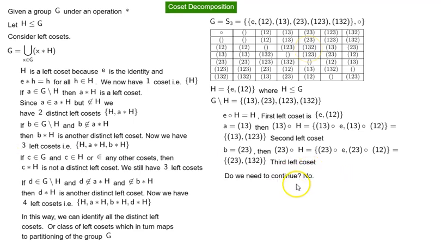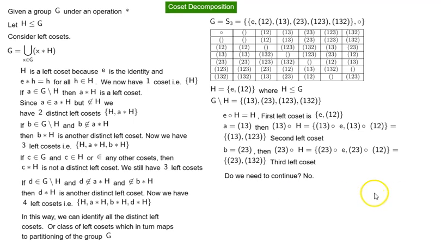Now do we need to go forward or continue in this process using (1 2 3) and (1 3 2)? No. Why? Because remember the condition says what? If c is in G and c is in H or in any other cosets, then c times H is not a distinct left coset.